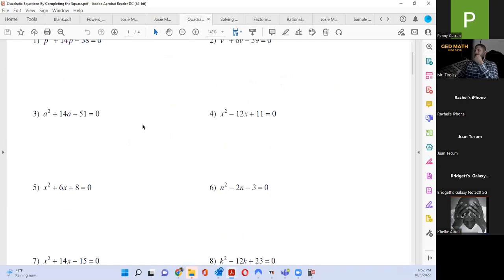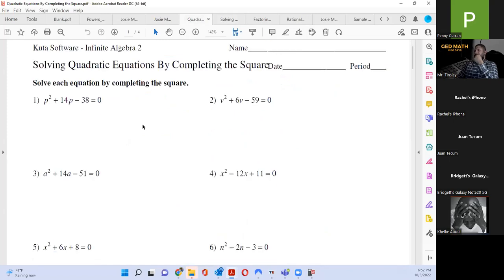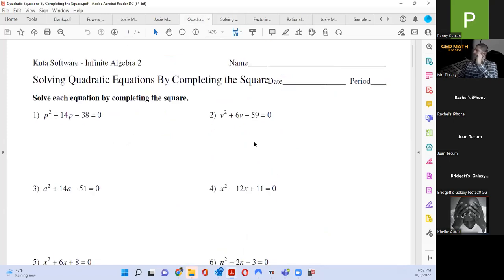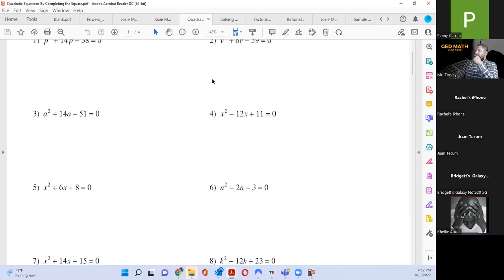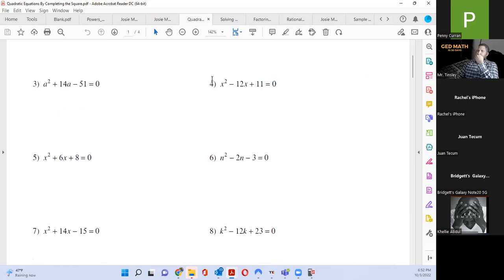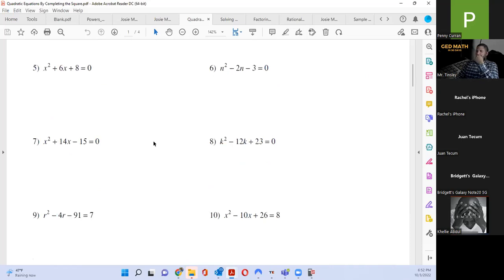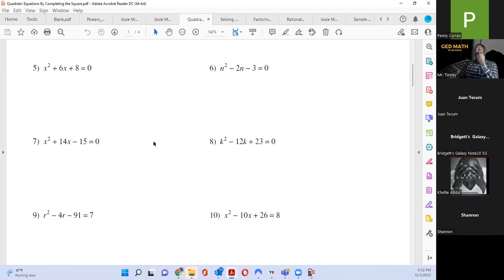So let me go to it. Let me see if I can find a little easy one right here. No, we're not going to do completing the square. Definitely not completing the square. Let me try to find an easy one real quick. 4 and 2, that's good. I can do 5 and 6. 15 and 1, that's good. We're not going to do 23. So I'm going to do 6, 7, and 8.